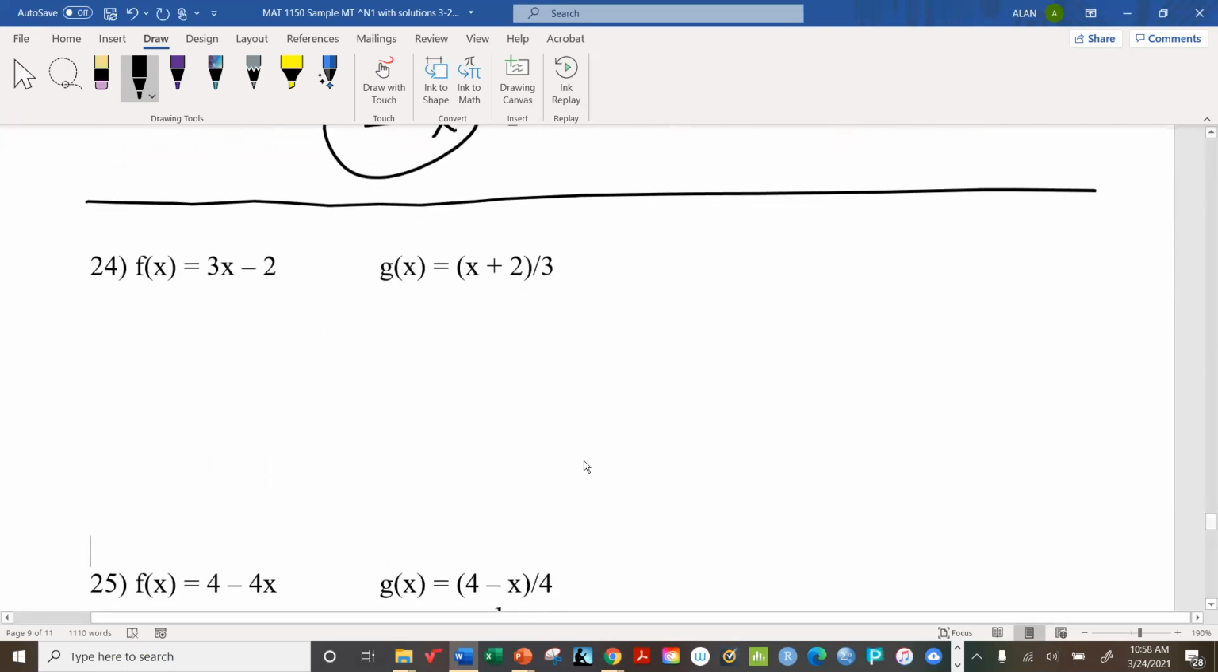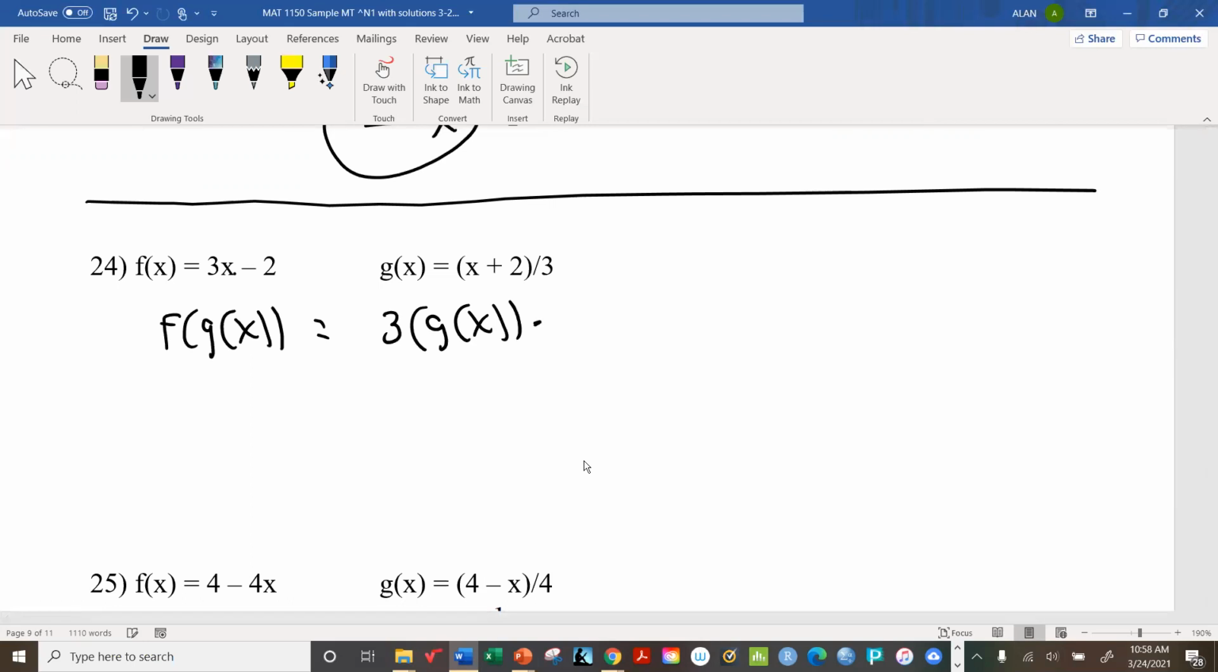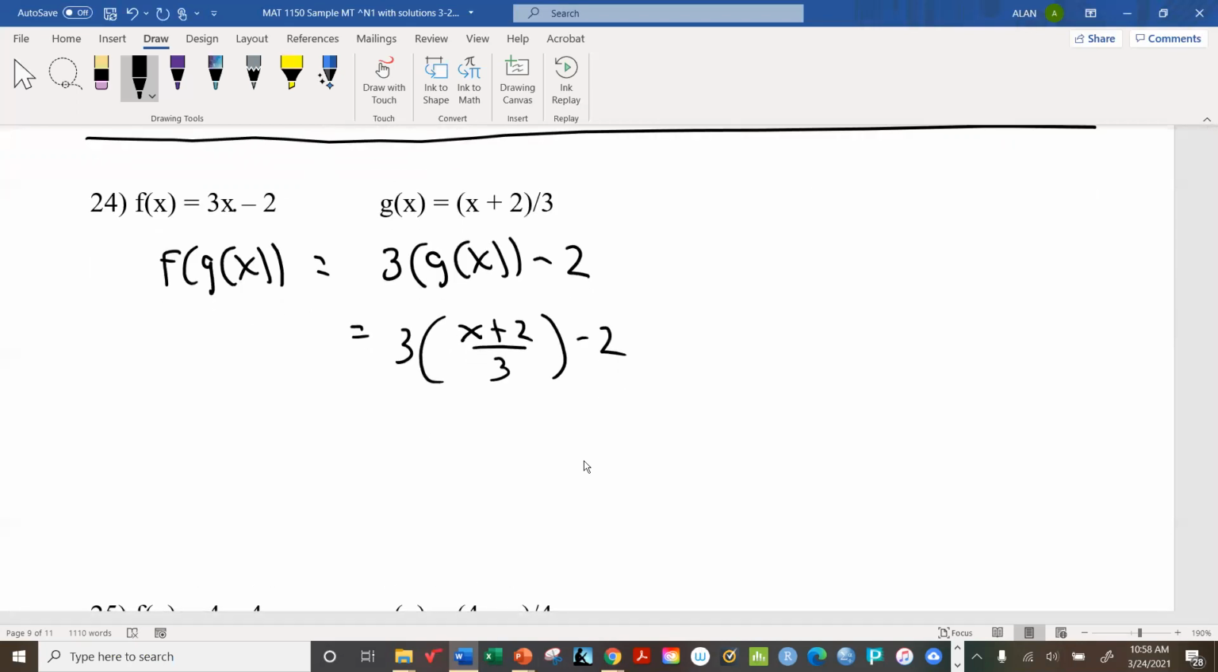All right, so now for here, let's start by showing that f of g of x equals x. So what we have to do here is take our original f of x and replace every x with g of x. Now we make the actual substitution. And then these threes clearly cancel out. And so that one's done.